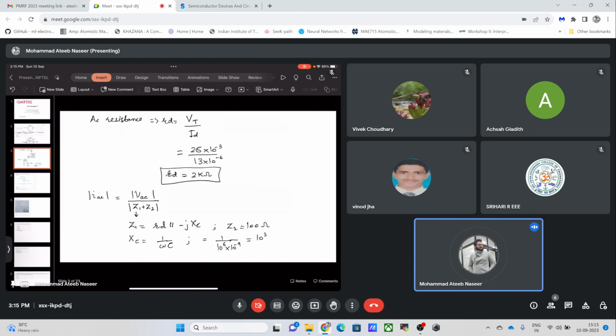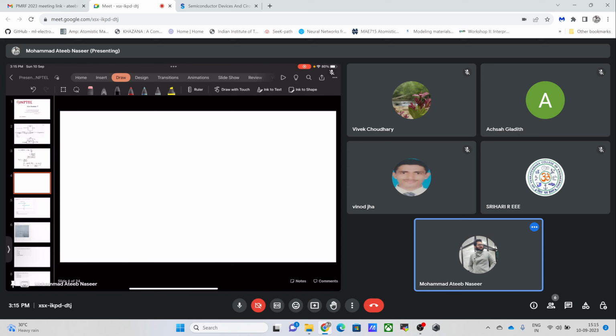Now if I look into this impedance Z1, Z1 is simply the parallel combination of RD and minus jXC. So if I now do the parallel combination, Z1 is equal to minus jXC multiplied by RD divided by RD minus jXC.